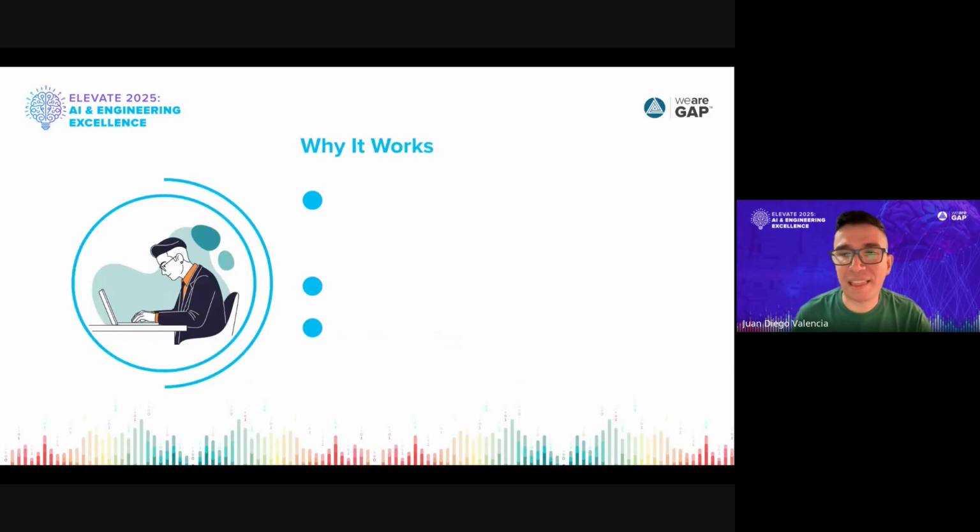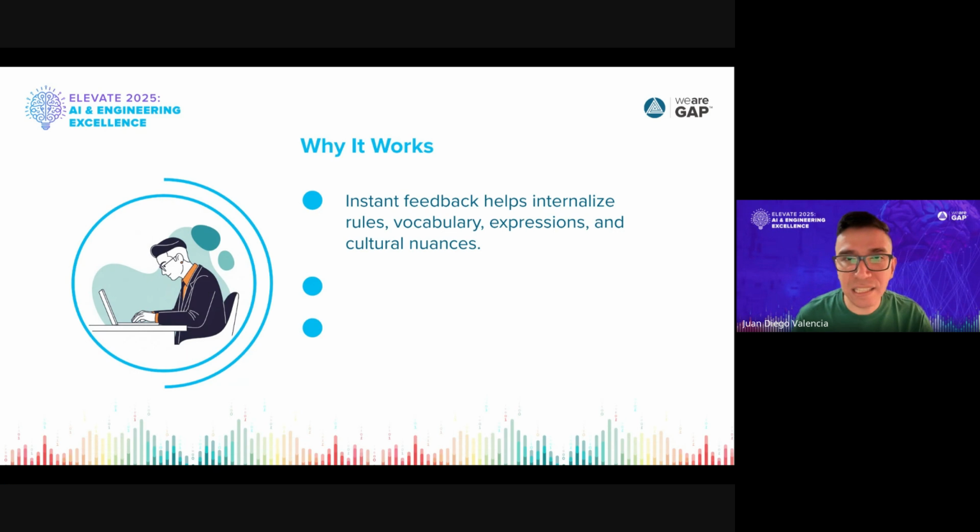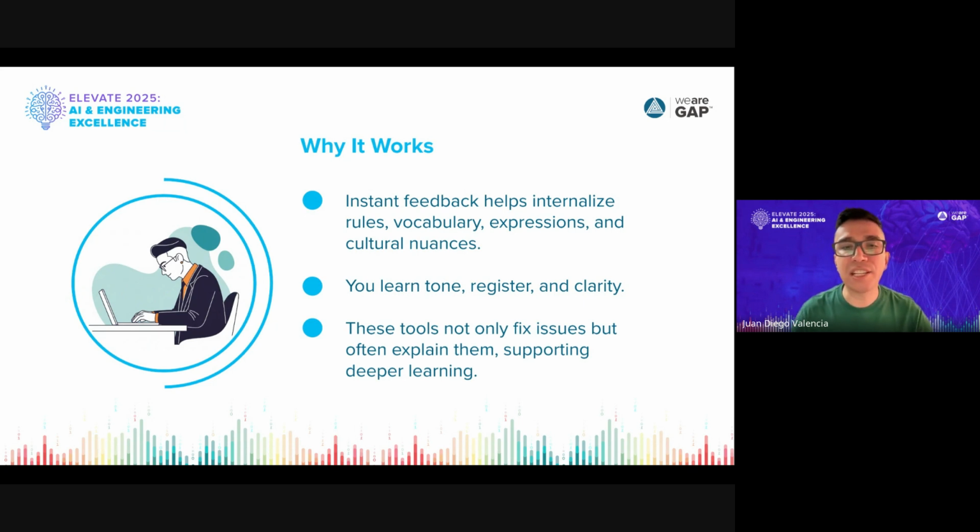So why does this work? Instant feedback helps you internalize rules, vocabulary, expressions, and cultural nuances, as we saw in the examples. You also learn tone, register, and clarity, which is very important. First, we need to understand who we're talking to so we can adapt our tone and register. And of course, always be as clear as possible. And these tools not only fix issues, but often explain them, supporting deeper learning. Just make sure to always ask for these.